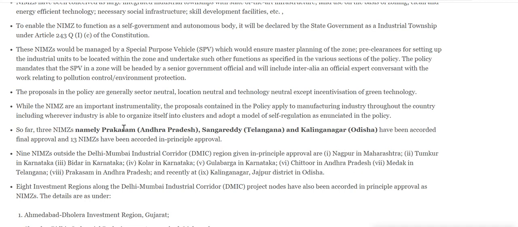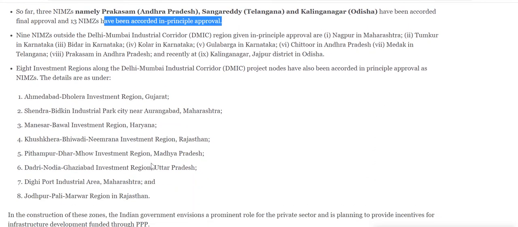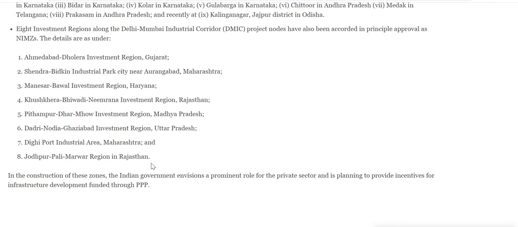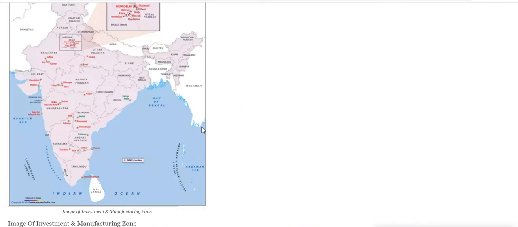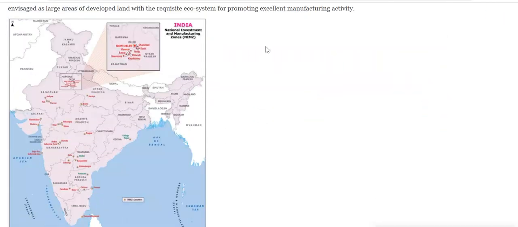Three NIMZs, namely Prakasham, Sangareddy and Kalinagar, have been accorded final approval. Kalinagar was recently awarded, Sangareddy recently awarded approval, and 13 NIMZs have been accorded in-principle approval. There are 9 NIMZs outside the DMIC corridor. The government would play a prominent role along with the active participation of the private sector, and NIMZs will be developed via the PPP mode. So this is about NIMZ.